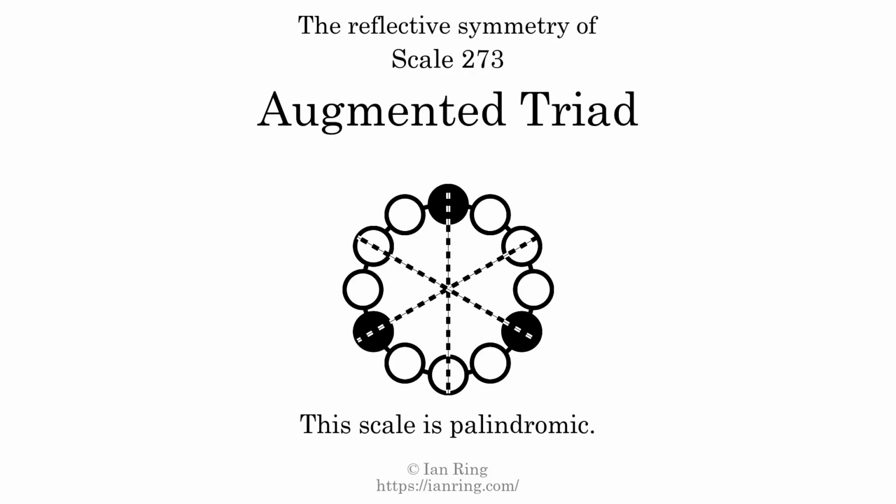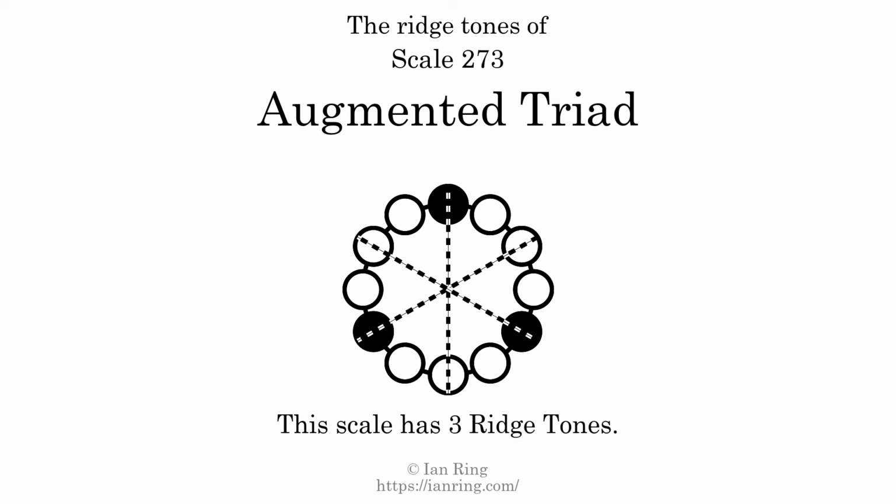This scale has reflective symmetry across 3 axes positioned at 0 semitones, 2 semitones and 4 semitones above the root. This scale has the same pattern of intervals both ascending and descending, so we call it palindromic. This scale has 3 ridge tones. They are at positions here, here, and here.